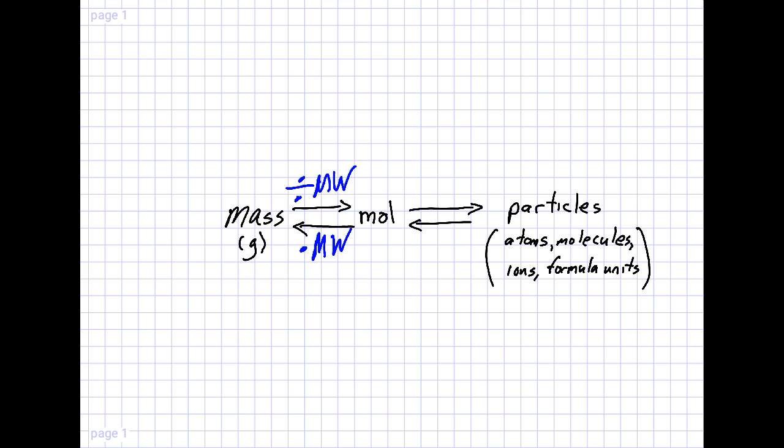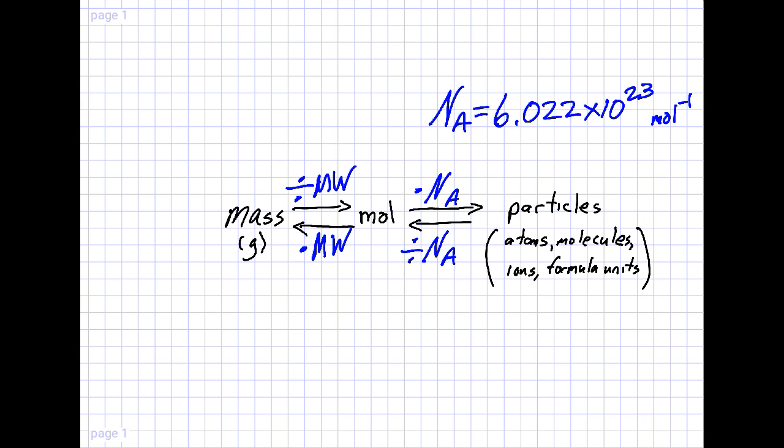weight. Now, if we're trying to go from moles to particles or particles to moles, we're going to have to use Avogadro's number. And recall that Avogadro's number is a constant, so this is true regardless of the identity of our species. And this has units of particles, atoms, molecules, ions, or formula units per mole. So it tells us how many of those entities there are in a single mole. So if we're trying to go from moles to particles, we will multiply by Avogadro's number. Whereas if we're trying to go from particles to moles, we will have to divide by Avogadro's number.